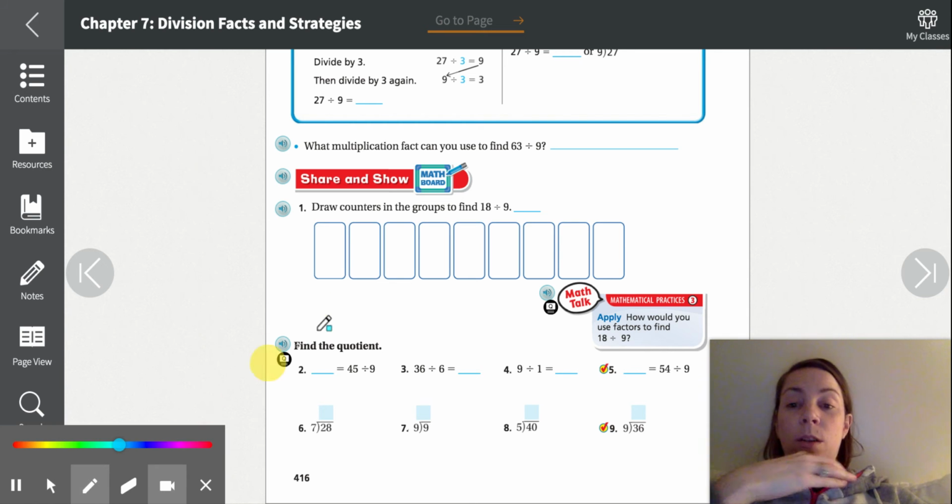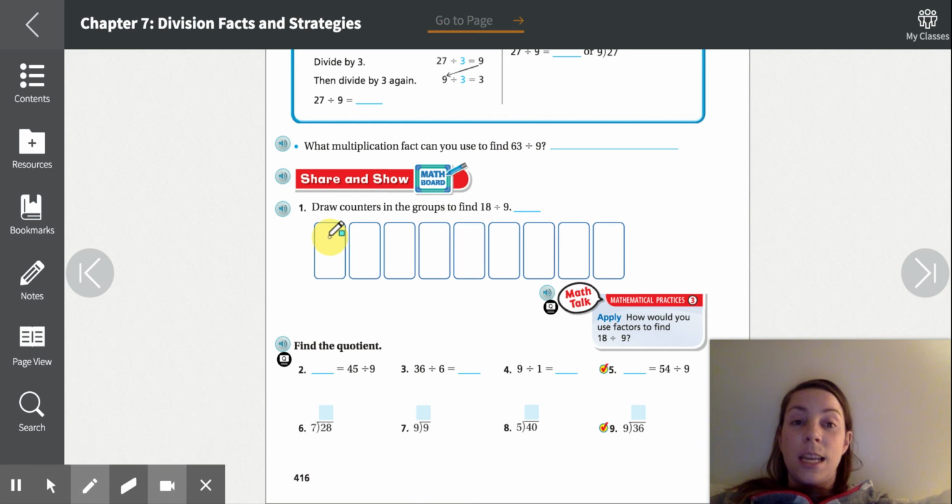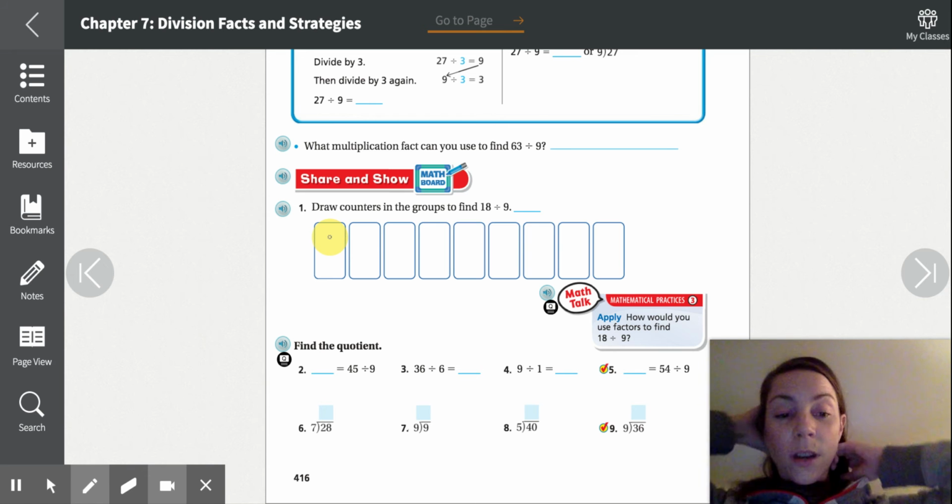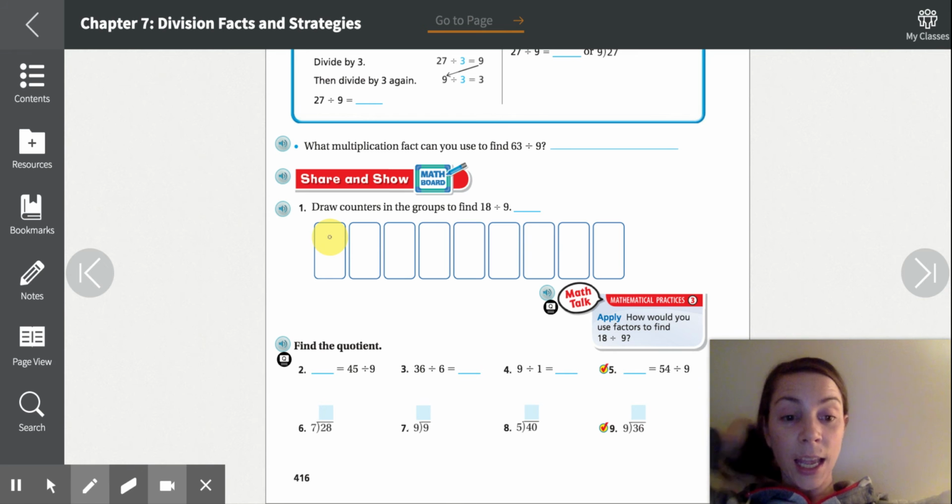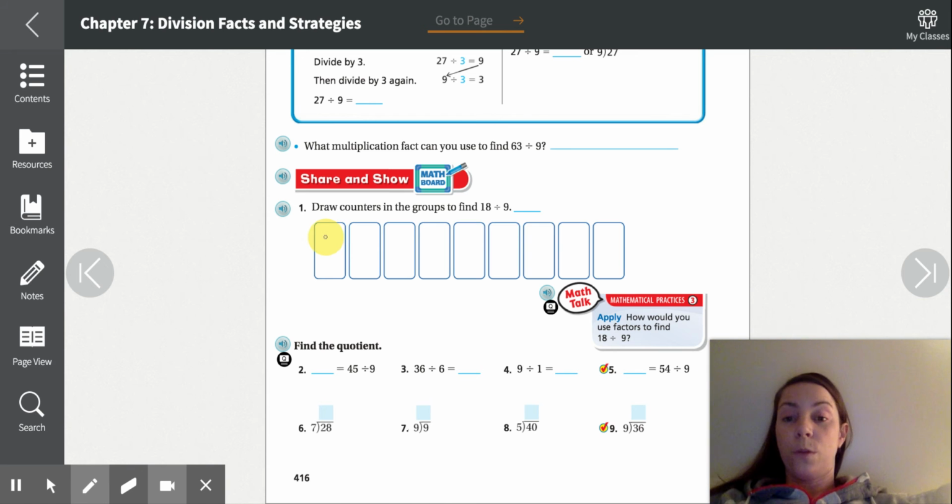All right, so I'm going to finish drawing the counters in here. They already drew the 9 as the 9 groups, and I'm going to draw in the 18 counters. So 1, 2, 3, 4, 5, 6, 7, 8, 9.